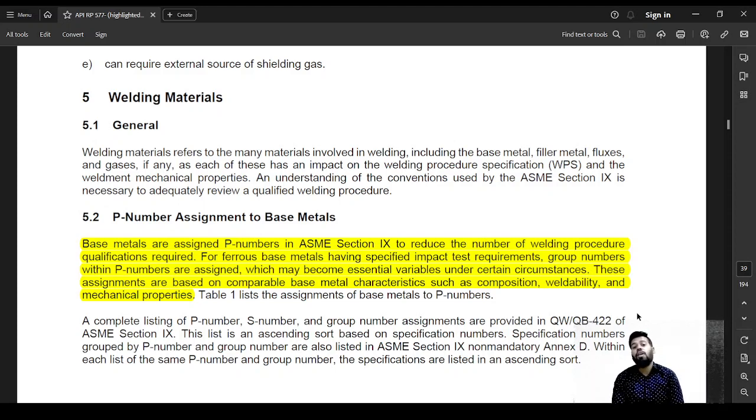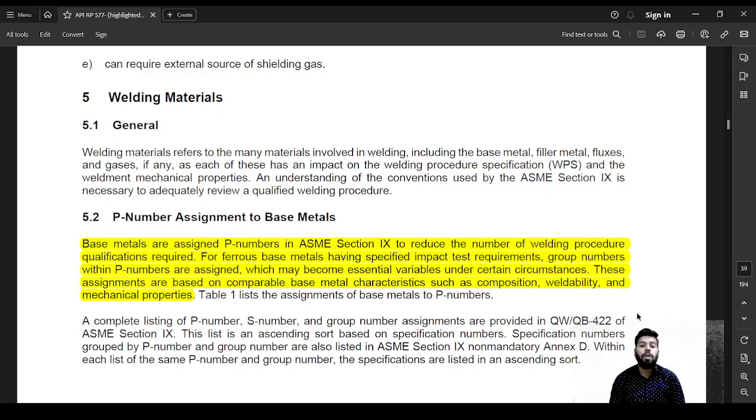If any, as each of this material impacts the welding procedure specification and the weldment mechanical properties, an understanding of the convention used in ASME section 9 is necessary to adequately review the qualified welding procedure. So first thing we have seen in ASME section 9 is going to be P number for base metal. We have seen there was a huge table for P numbers. P numbers were generally used so that you don't need to make multiple WPSs.